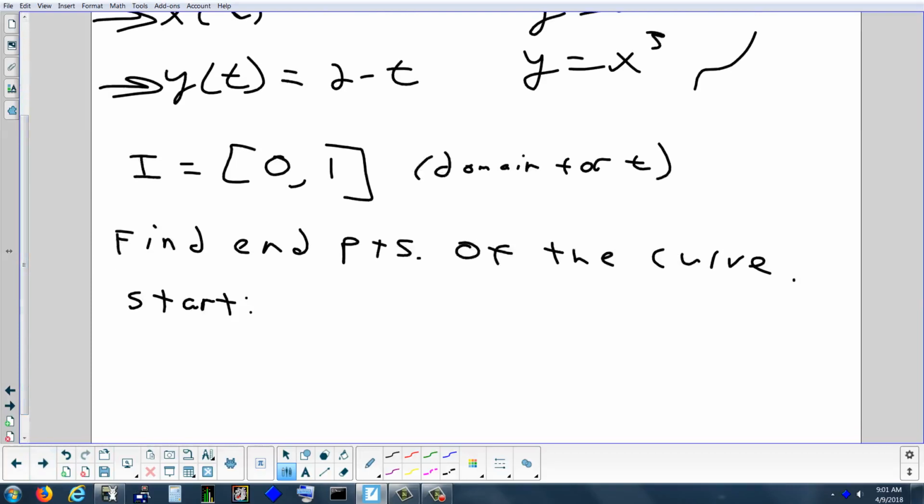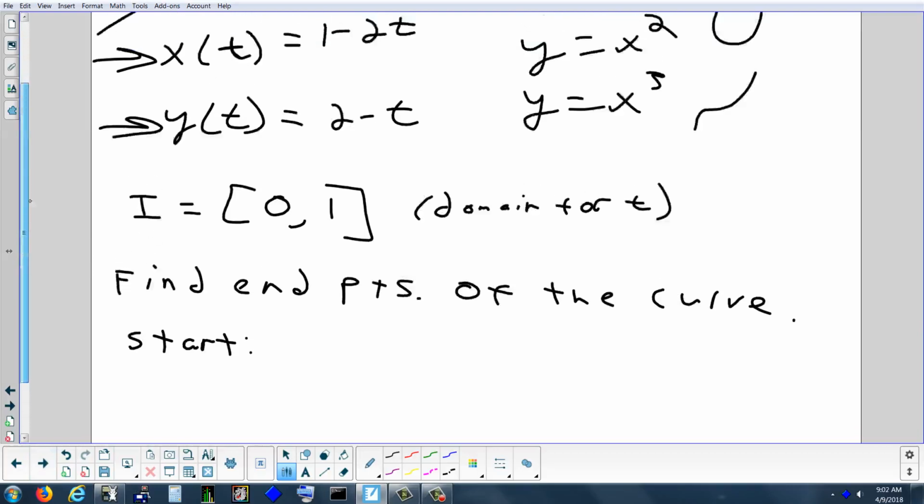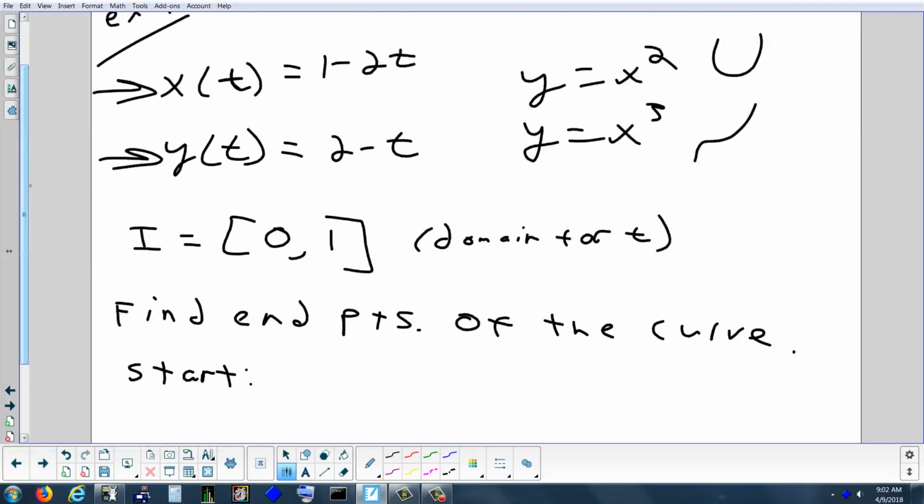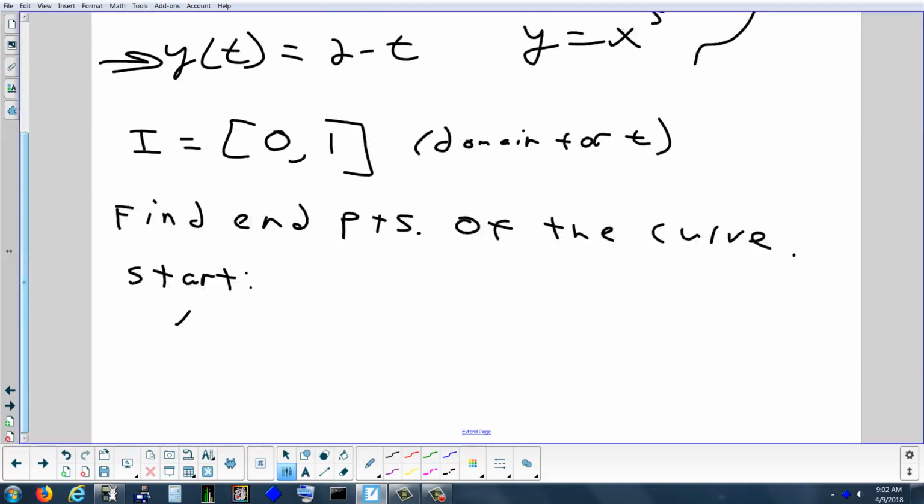Okay, so let's start with where this curve is going to begin. So Jayan, what number am I going to plug in for t in both equations to figure out where this curve starts? Would you plug in 0? Yeah, we're going to plug in 0. So I'm going to plug 0 into x, plug 0 into y. We'll get those two numbers, and we'll write it as a coordinate.